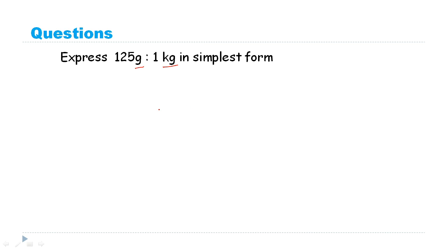So the basic thing we need to do here is convert them into the same unit. Okay, 125 gram will remain the same. No need to convert this 125 gram into kg. Better, we will convert this 1 kg into gram, that is 1000 gram. Okay, I am doing the solution, right? 1 kg is 1000 gram.